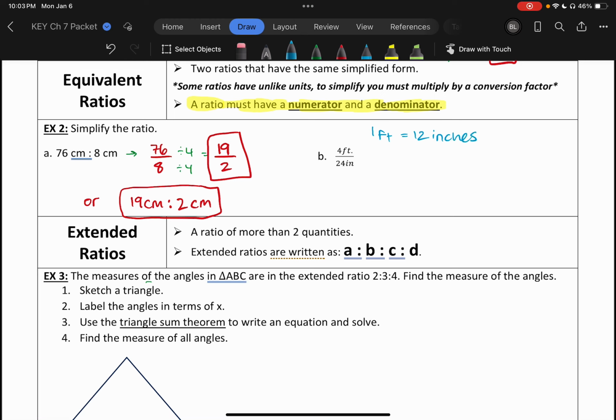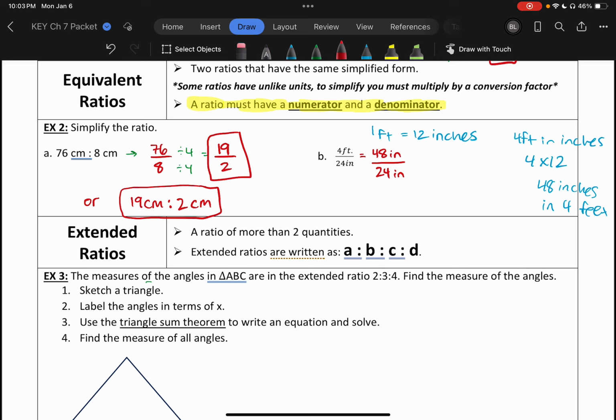Using that information, if I know 1 foot is 12 inches, then 4 feet, in inches, would be us doing 4 times 12. Those 12 inches in 1 foot tell us that there are 48 inches in 4 feet. So we can now rewrite this so that we're dealing with the same units. 4 feet, we just said on the top, is the same as 48 inches. So I can write this as 48, and then on the bottom, we have 24.